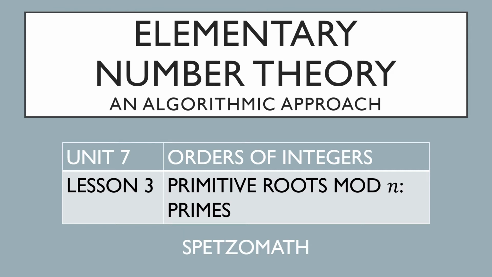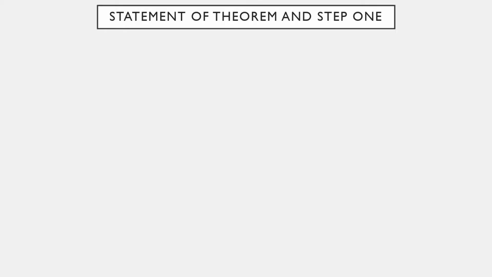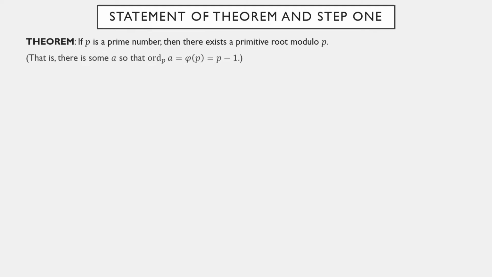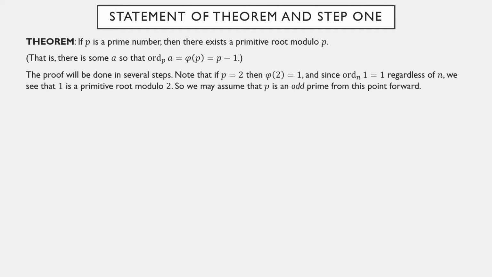We begin now a study of which bases do or don't have primitive roots, beginning with prime numbers. So here's the theorem we're going to prove, and the first step in its proof. If p is prime, there is a primitive root mod p. In other words, there is some integer whose order mod p is phi of p. Since p is prime, that's p minus 1. The proof takes a few steps to get through.